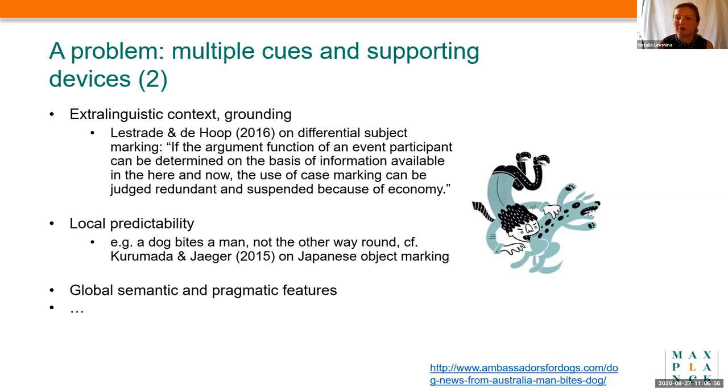So there's also local predictability of particular situations, something we know from encyclopedic context knowledge. For example, it's usually a dog that bites a man and not the other way around. And this has been shown to matter, for example, in Japanese object marking. And one can also name global semantic and pragmatic features of subjects and objects.